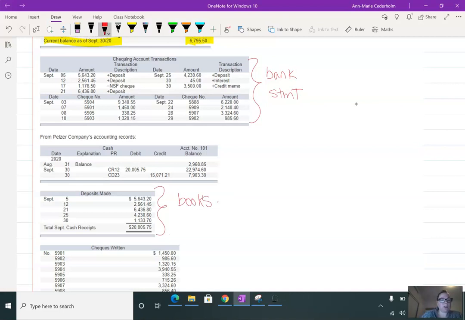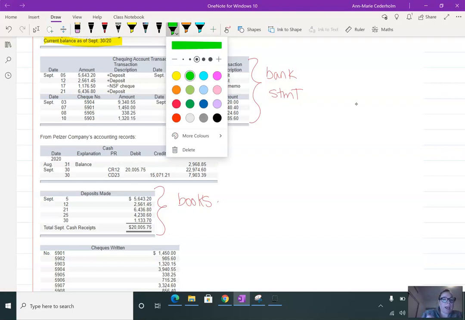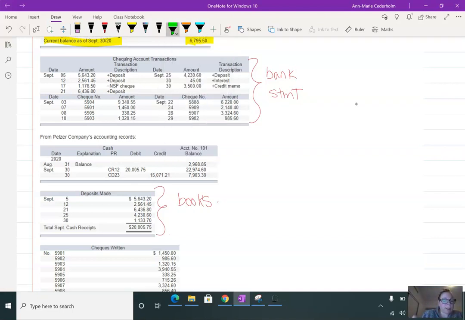So what we're just going to do is tick and box, and I'm just going to highlight in green all of the items that show up both on the bank statement and in the books, because if they show up on both of them, then there's not a problem. So I see this first deposit for 5643, and I see this deposit made 5643. So those are considered cleared, and I'm okay with that. The next one I see is 256145, and I have one on my books, 256145. So that's cleared.